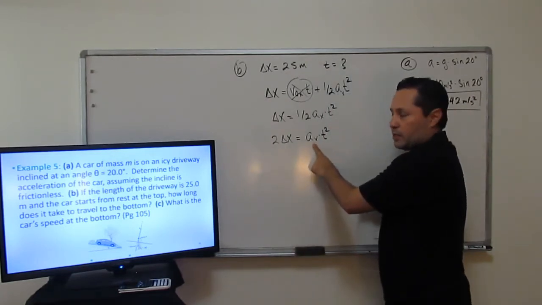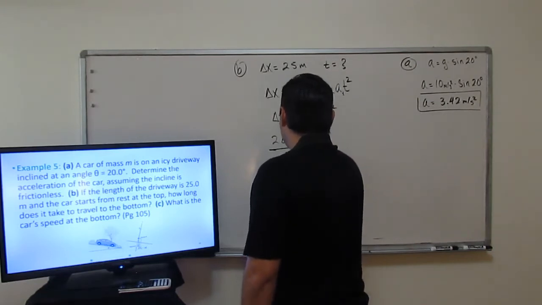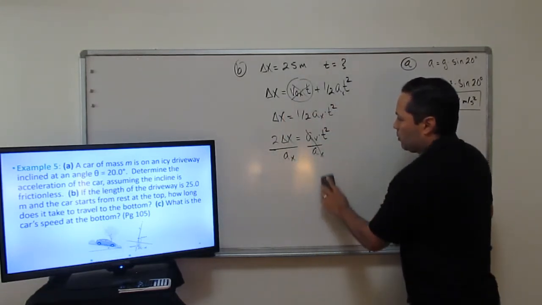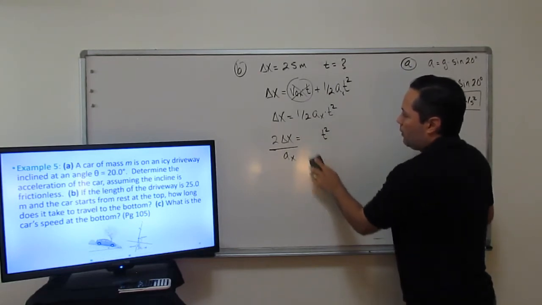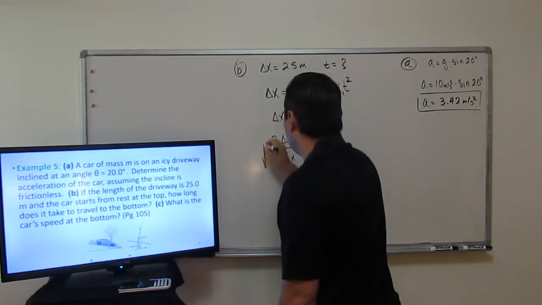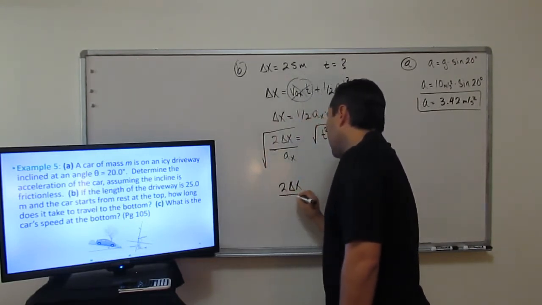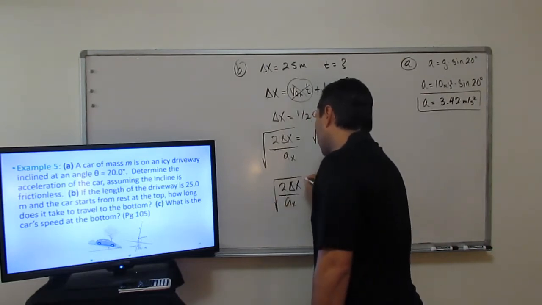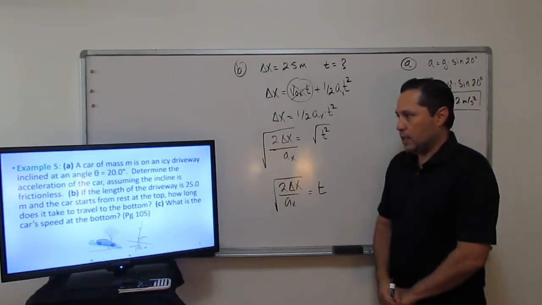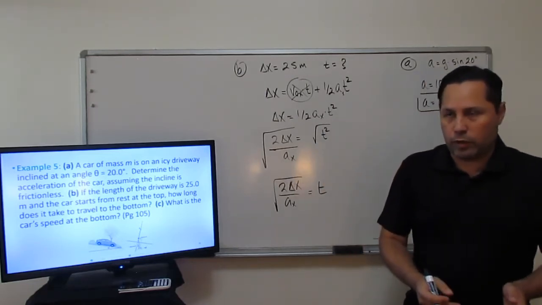Next, I'm going to divide by the acceleration. It goes right here. And so that goes away. I'm just going to erase it. And finally, I just want t, not t squared. So to get rid of that, I want to square root it. So I end up with that. So 2 times delta x over acceleration on the x-axis, square root, equals time. That's how long it's going to take to go from rest to the bottom of the driveway.